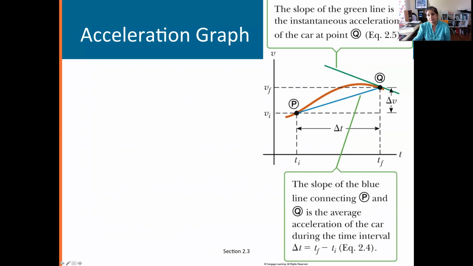Similarly, if you wanted the instantaneous acceleration at Q, here we do see this green line, and its slope is going to give you the instantaneous acceleration at Q. Completely different slope from that of this blue line. Remember, if two lines have the same slope, they're going to be parallel to each other. These two lines are not parallel to each other. In fact, they intersect at Q.